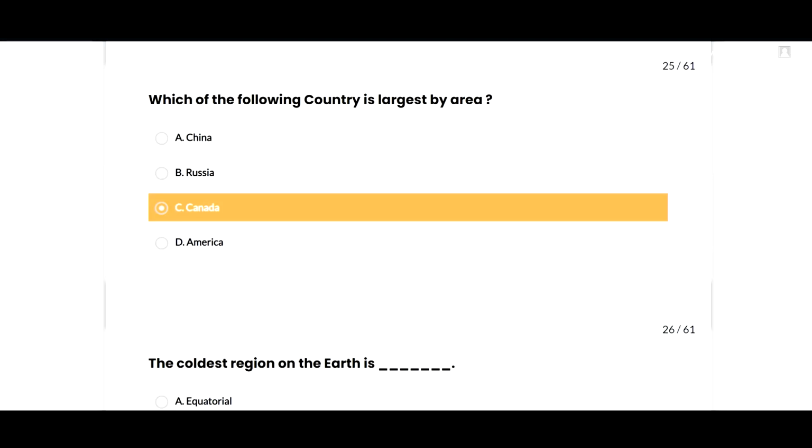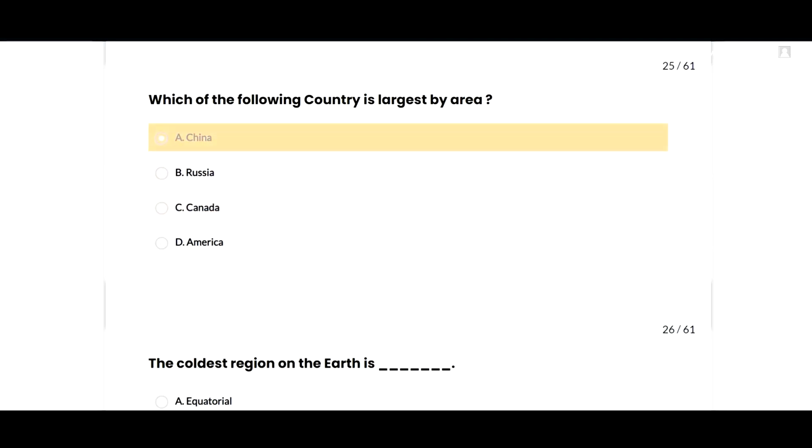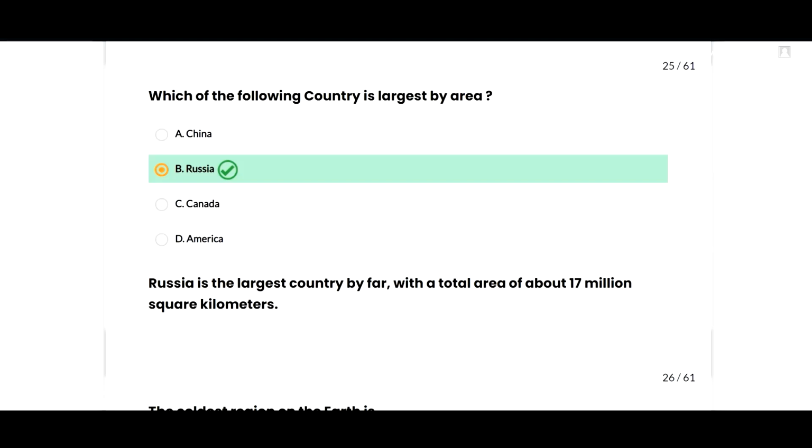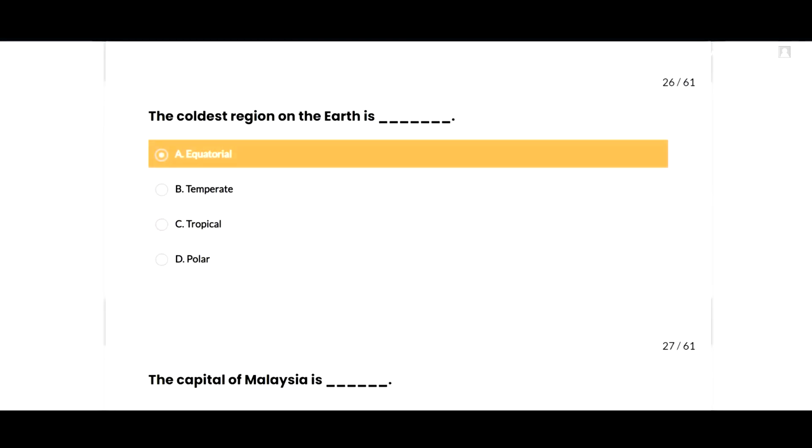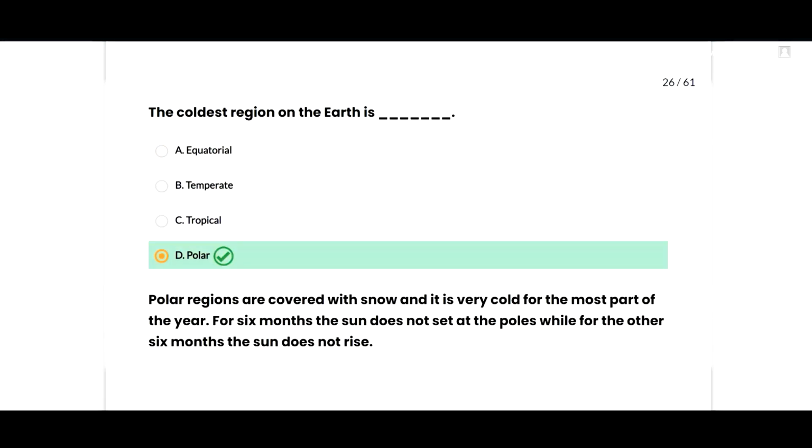The next MCQ. Which of the following countries is largest by area? Russia. B option is correct. Russia is the largest country by far with a total area of about 17 million square kilometers. So here B option is correct. The next MCQ. The coldest region on the earth is polar. Polar regions are covered with snow and it is very cold for the most part of the year. For 6 months the sun does not set at the poles, while for the other 6 months the sun does not rise. D option is correct.